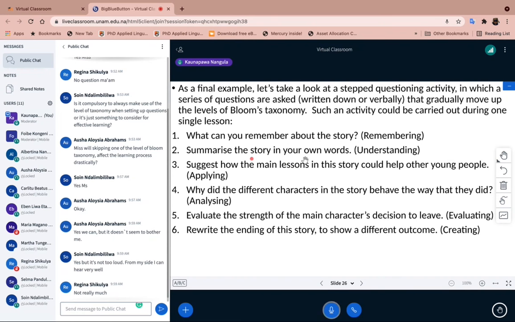And then summarize the story in your own words to show an understanding. Then again, you ask them in pairs to talk to each other quickly rather than writing down. Suggest how the main lesson in this story could help other young people. There maybe you can have them work on that point a little bit longer, let's say maybe 6 minutes or so.